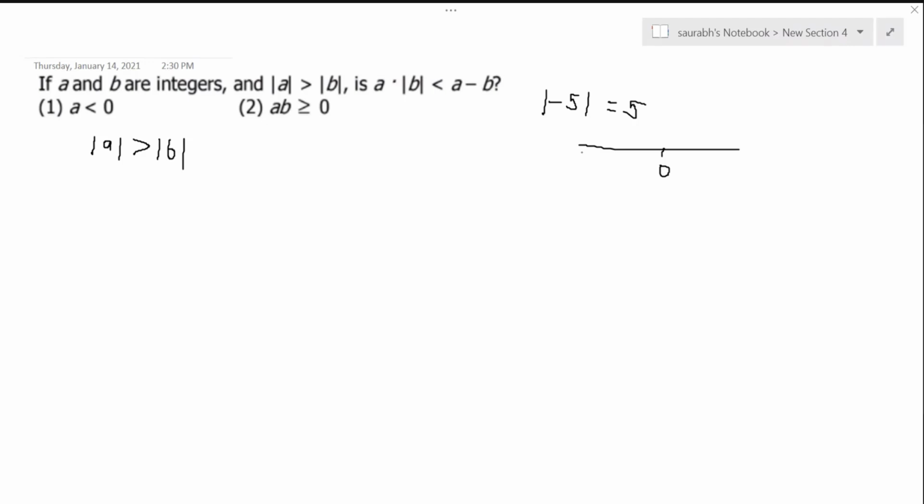Doesn't matter. It could be minus 7, but B has to be closer to 0, so B's absolute value has to be less than 7. B could be minus 3 or minus 4. It will be between minus 7 and 7. Okay, so something like that. I hope this concept is clear to you.